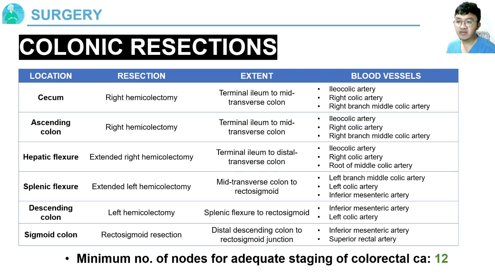For ascending colon, you still can do right hemicolectomy, terminal ileum to mid-transverse colon, still again ileocolic artery, right colic artery, and the right branch of the middle colic artery.